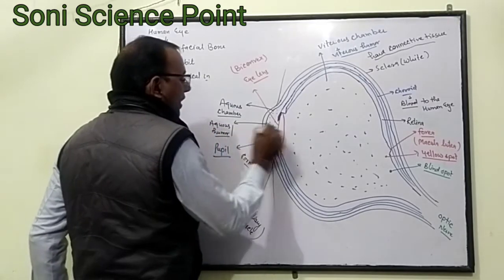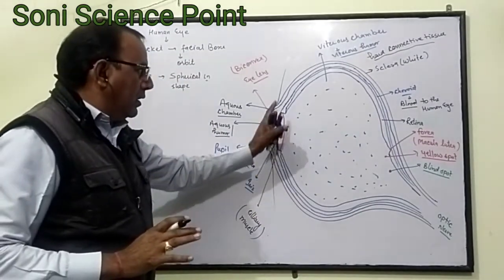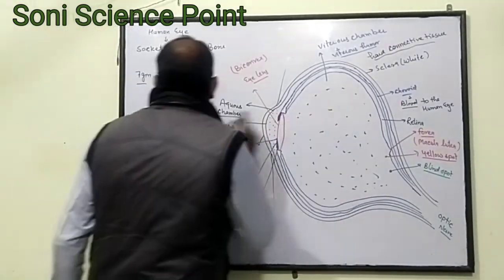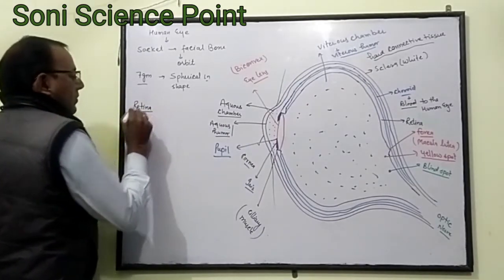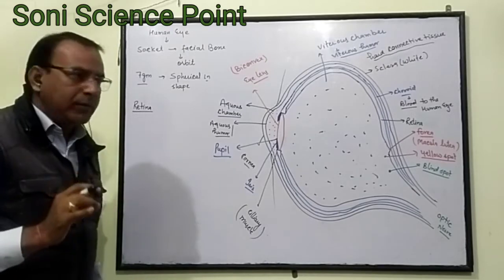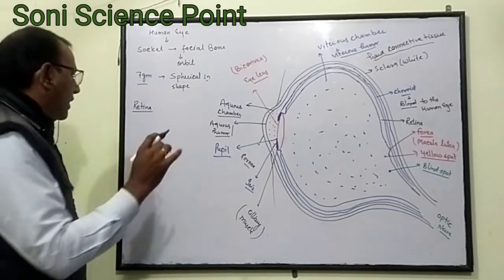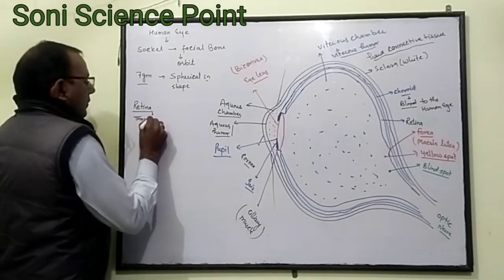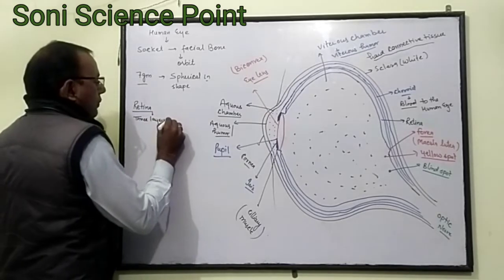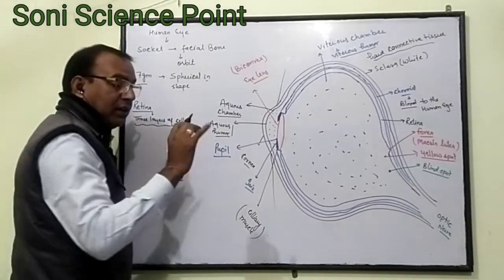This fluid finally drained into the blood. Clear? There are two chambers. The retina is the innermost layer of the eyeball, at which all the images are formed. The retina is made up of 3 layers of cells.